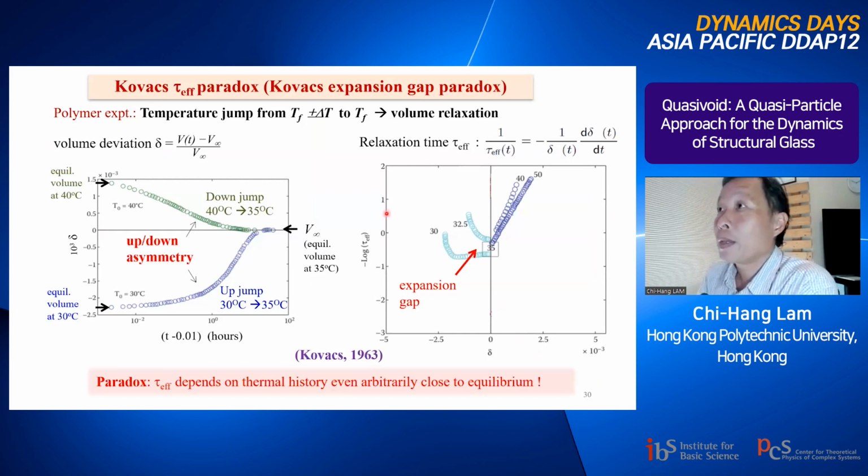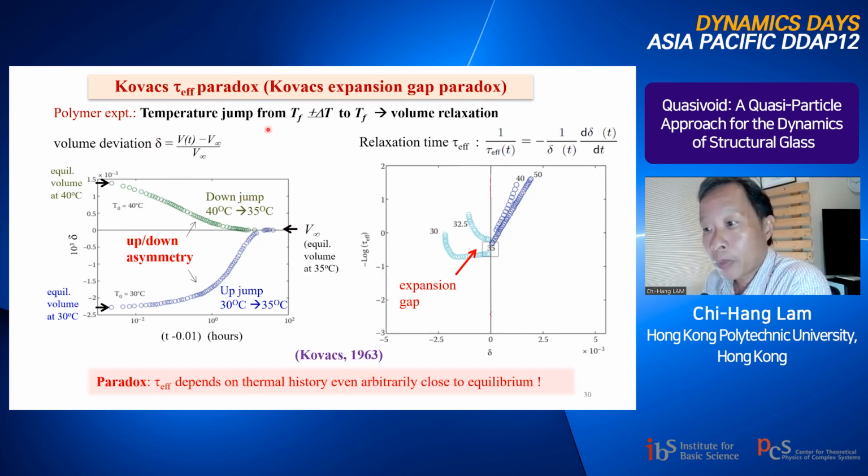With the model, we simulated many times to compare with glass. And today I want to talk about two more non-trivial examples. First one, the Kovacs tau-effective paradox, also called the expansion gap paradox. The experiment was performed a long time ago, but is still considered an unsolved puzzle.